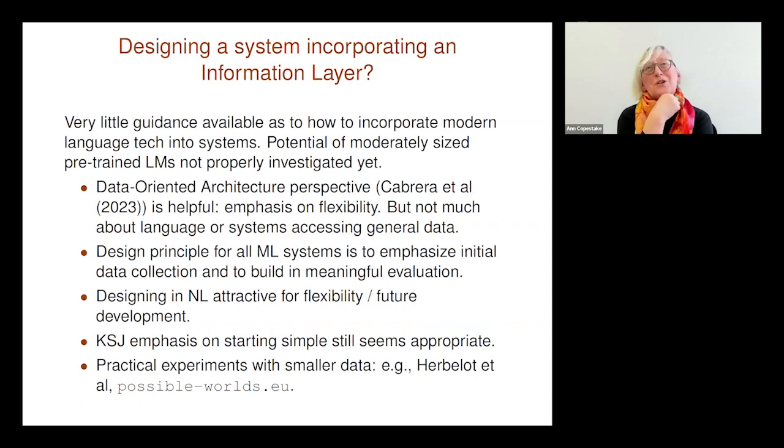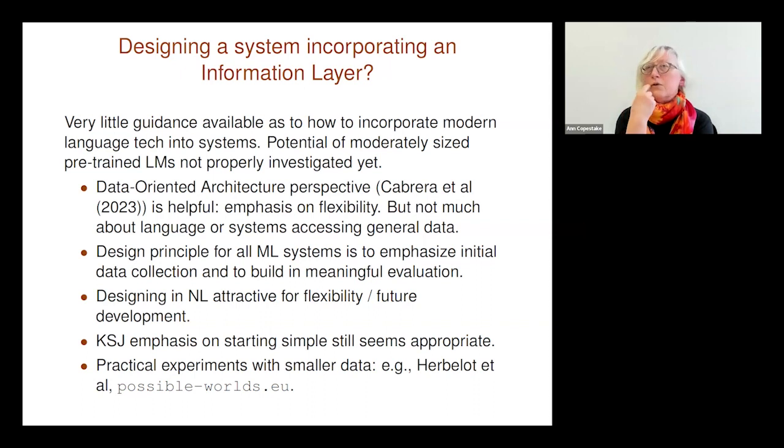This is not something I'm putting on a slide, but I'm not at all sure that the people who are developing the modern language technology even realize how much of an issue this is. And from conversations that I've had, it would be unfair of me to say with whom, even the potential of the moderately sized pre-trained LLMs has not been properly investigated yet.